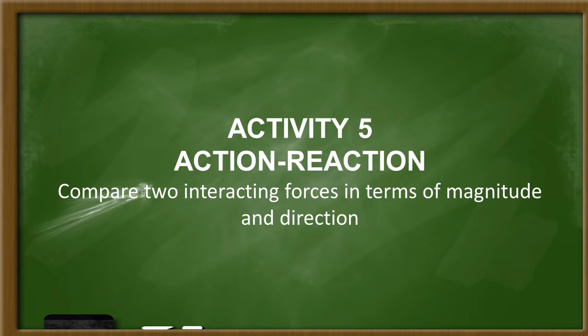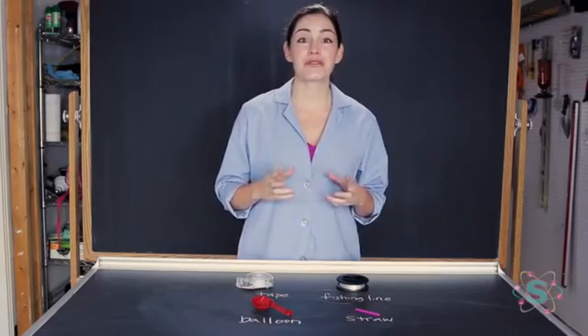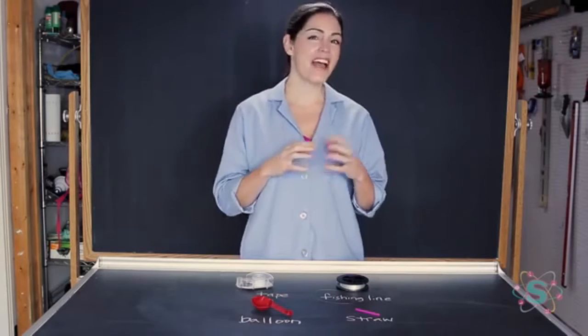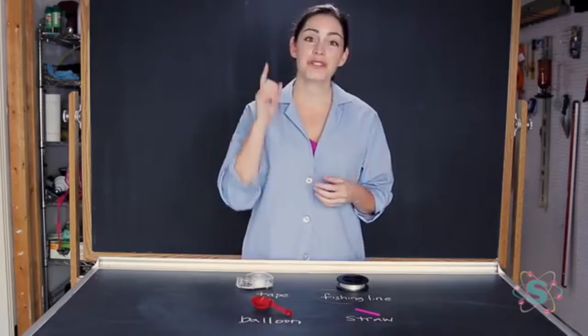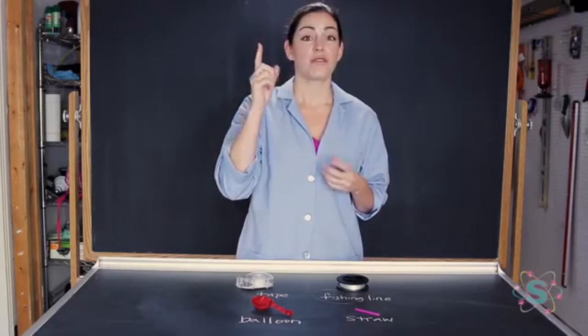Activity 5. Investigating action-reaction. Today we're going to demonstrate Newton's third law of motion, which says every action has an equal and opposite reaction. It's the principle that sends rockets to the moon. If you want to try this at home, this is what you need.